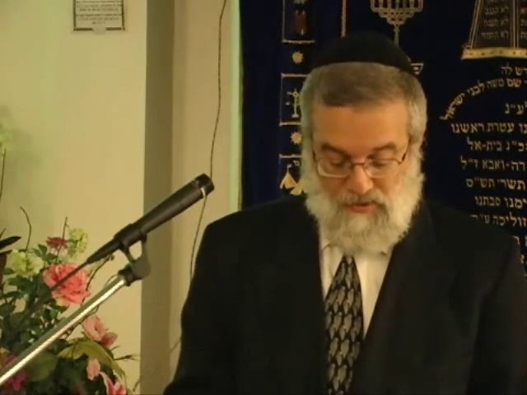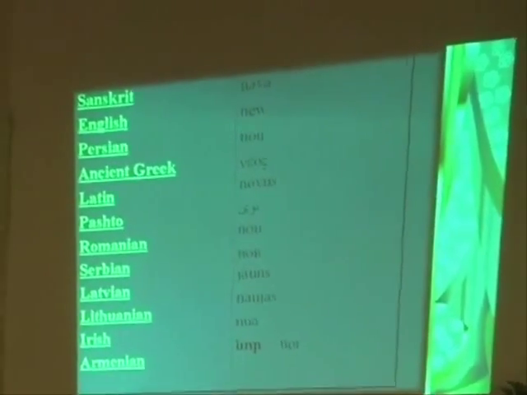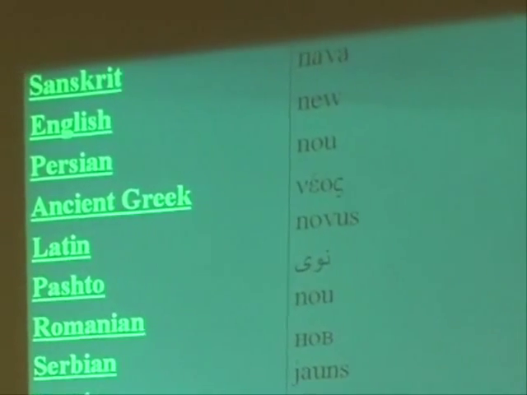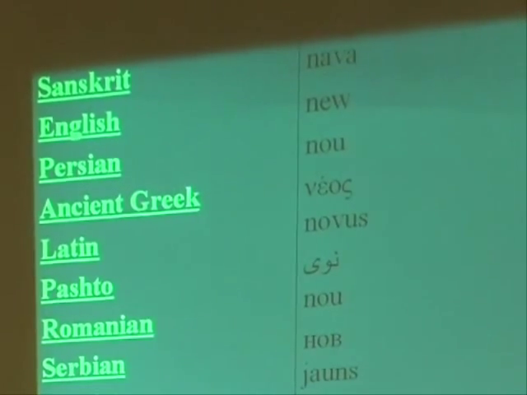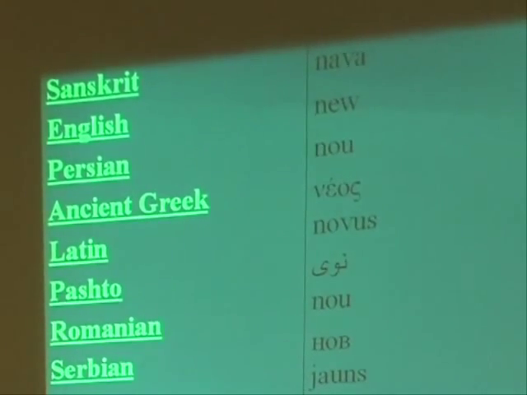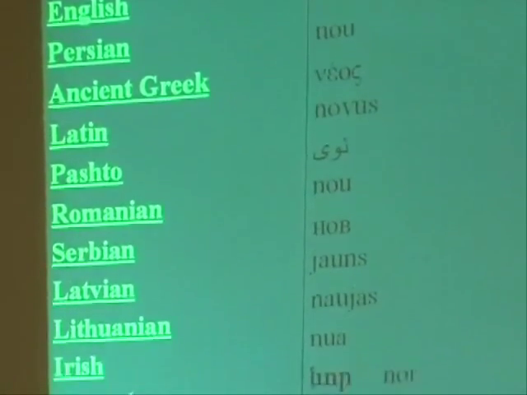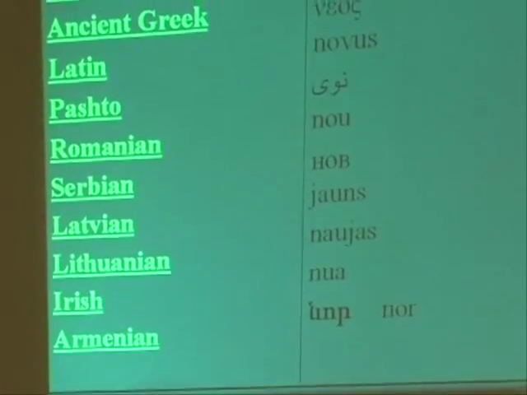So you're seeing additional words that are not necessarily derived from Lashon HaKodesh, used to describe this animal. So the same could be true with these other languages. Okay, here are some examples that I've discovered on my own. This one is not such a big deal, except that you'll still have to think a little bit to know what the origin of it is from Hebrew. What we do see in this chart are similarities to each other because they're all Indo-European languages, whether it's Sanskrit, English, Persian, Ancient Greek, Latin, Pashto, Romanian, Serbian, Latvian, Lithuanian, Irish, and Armenian.